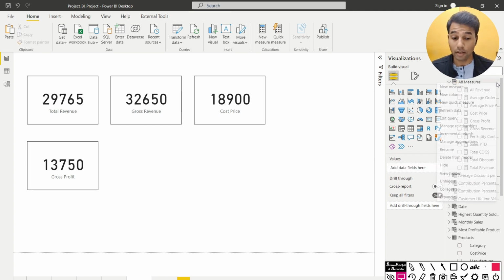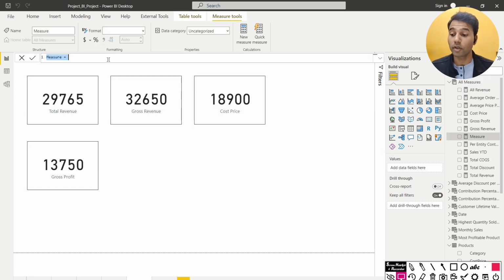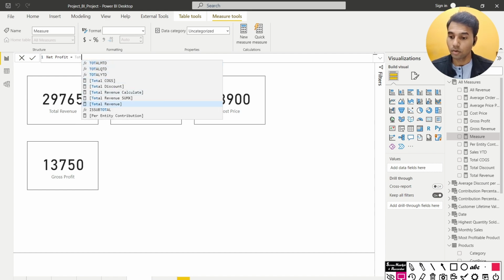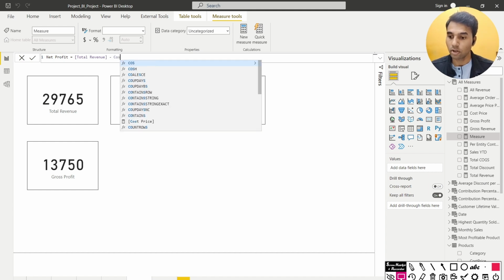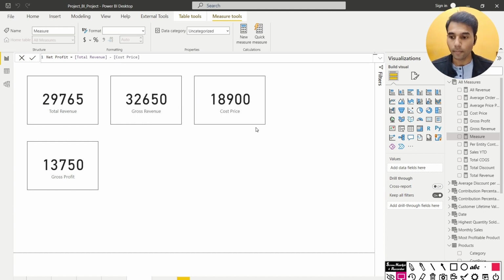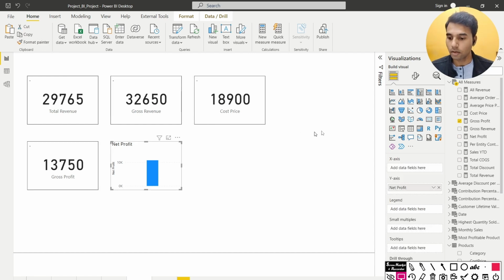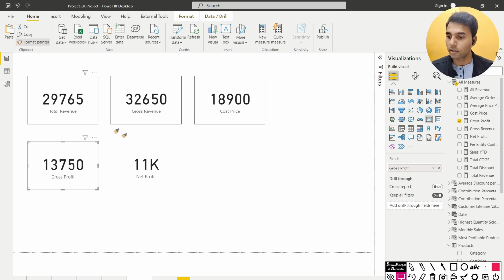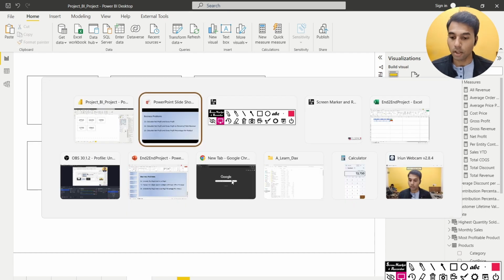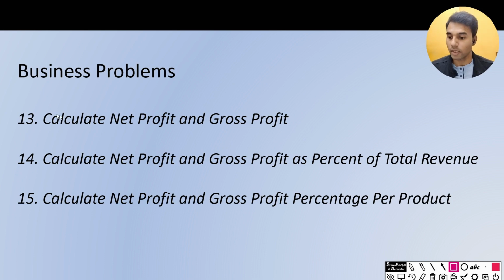Now the next quantity that I calculate is the net profit, which considers the discount given over the sales price. So net profit is equal to my total revenue minus the cost price. Once I calculate the net profit, I change it to a card, change its formatting. So we are done with the first part of the question, which is to calculate the net profit and the gross profit.